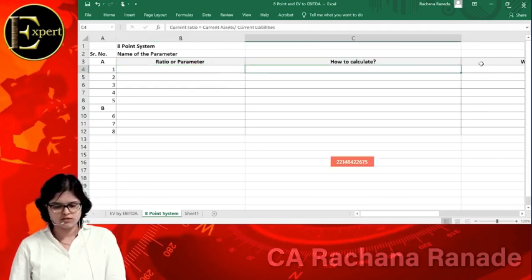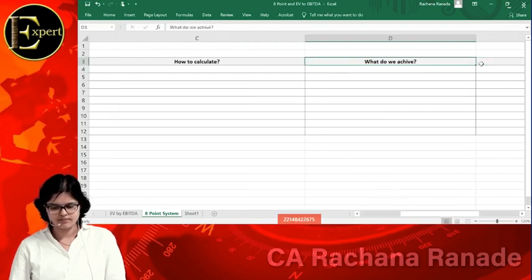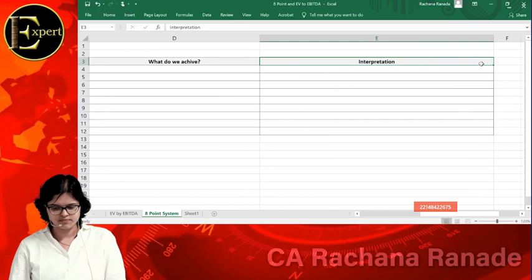So ratio is, ratio or parameter, then how to calculate, what do we achieve, and interpretation.